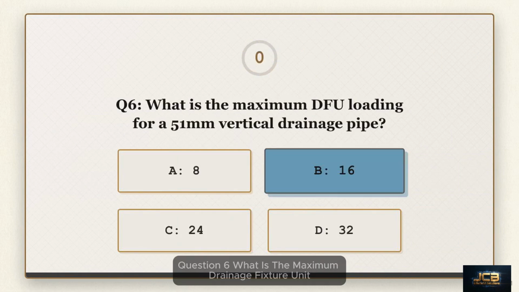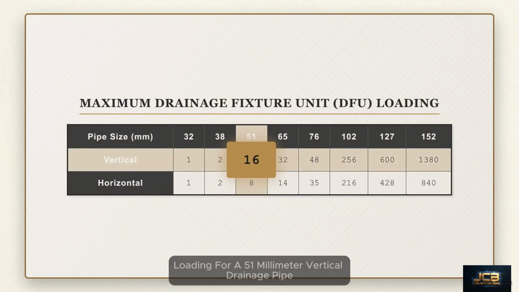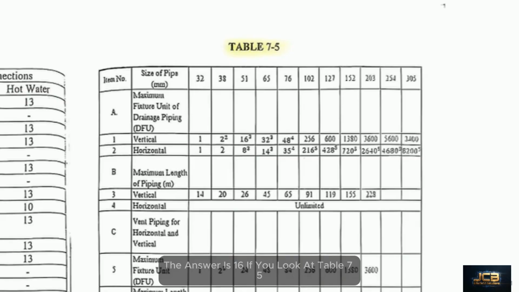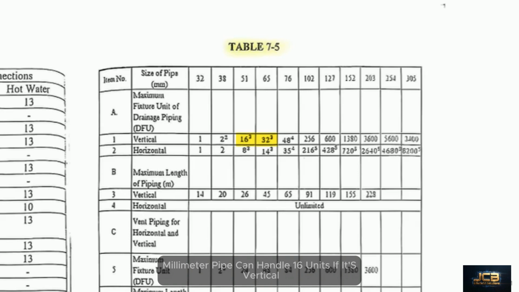Question 6. What is the maximum drainage fixture unit, or DFU, loading for a 51 mm vertical drainage pipe? The answer is 16. If you look at Table 7.5, a 51 mm pipe can handle 16 units if it's vertical, but only 8 units if the same pipe is run horizontally.